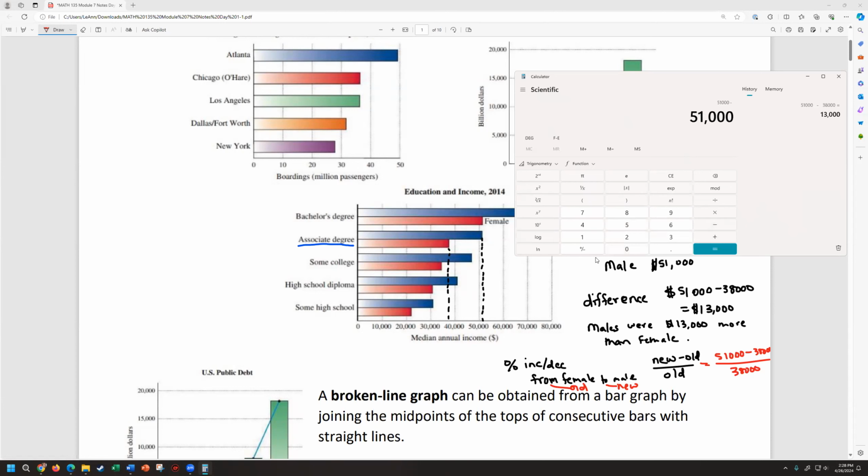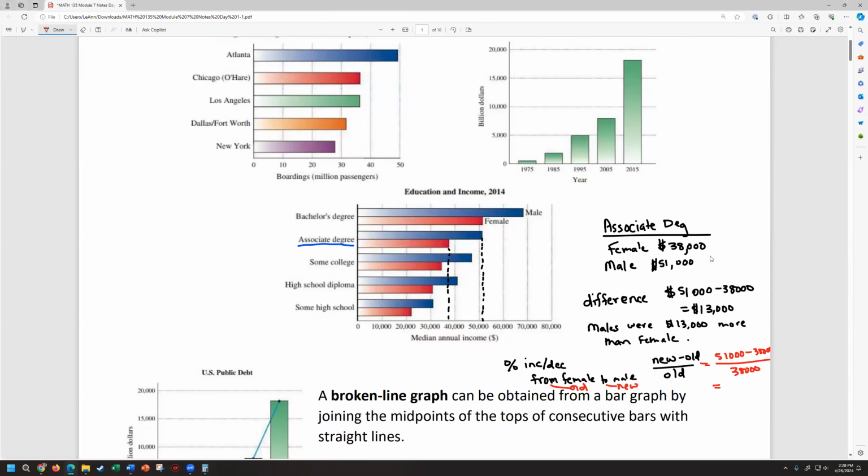So we have 51,000 minus the 38,000, and then divide that by the female salary, since we're starting from female and growing to the male salary to compare them. And we would usually round this to maybe 2 decimal places. So this is 0.34, or we could say it's a 34% increase from the female salary to the male salary.